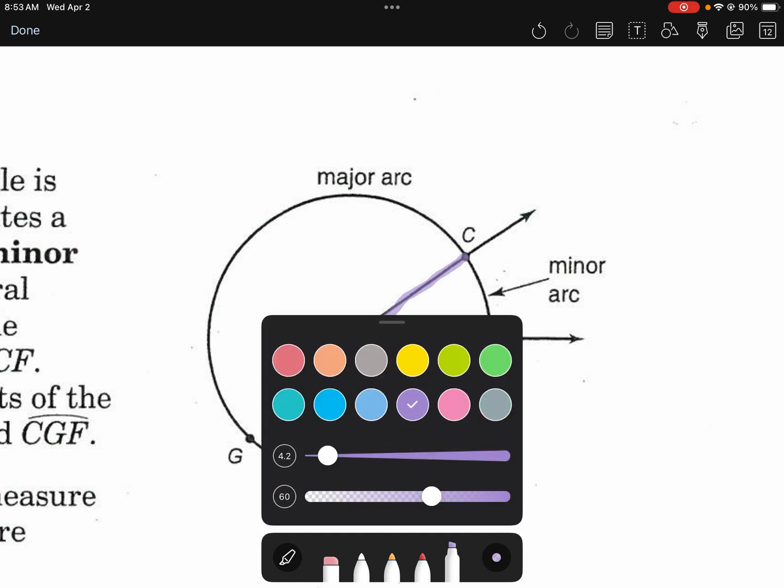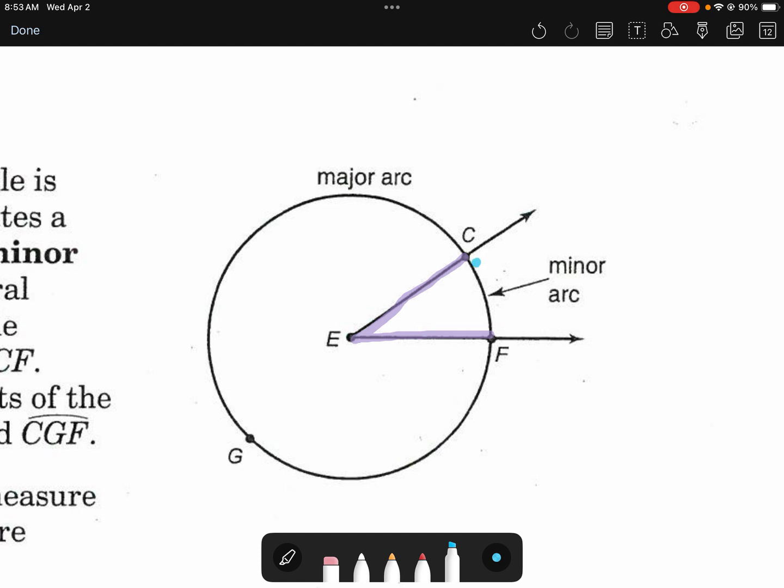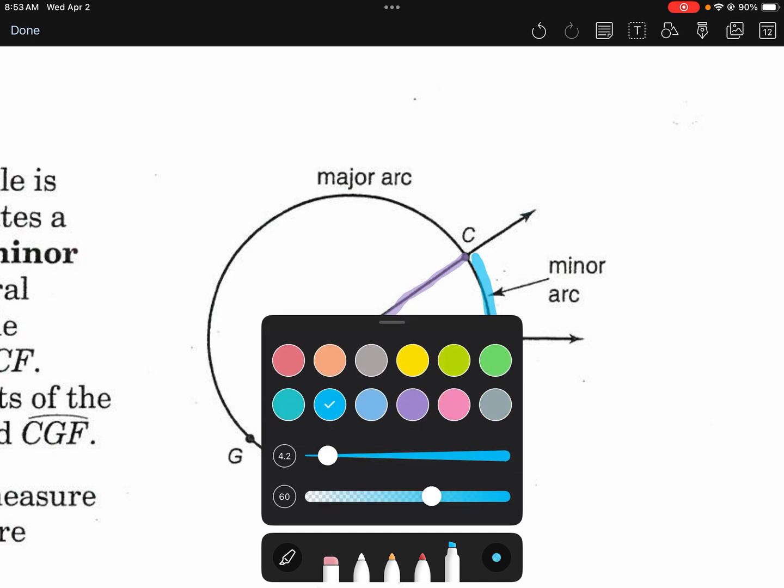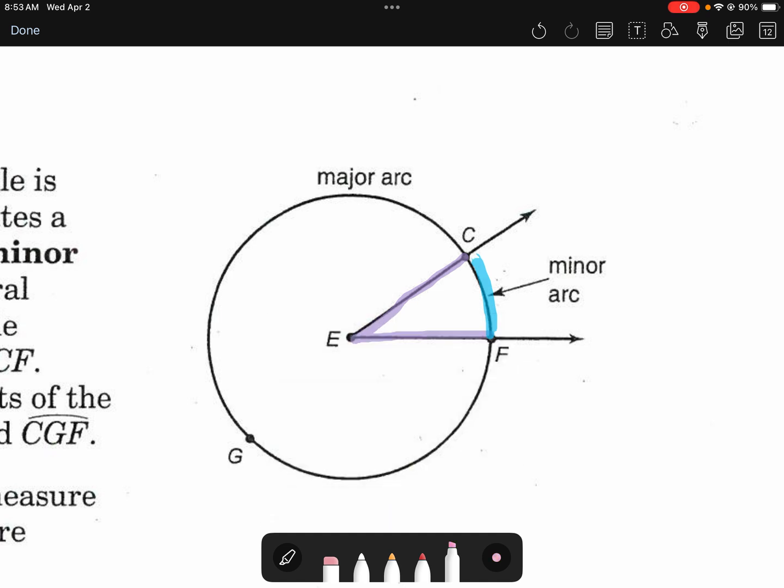Now that angle is going to split your circle into two arcs. One arc right here is blue. That's called a minor arc. You would name that with two letters, arc CF. The other arc is a bigger arc. We're going to call that the major arc. We would name it with three letters. That's the pink arc, the pink portion of the circle. So you would name that arc CGF.